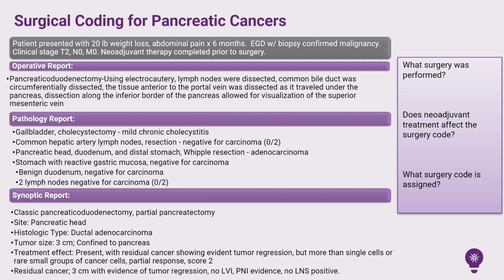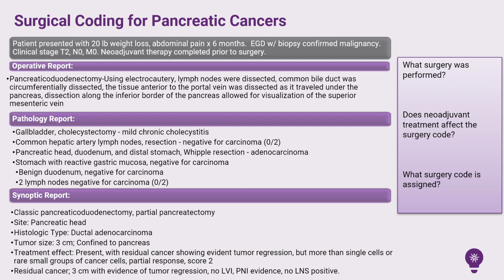The operative report showed a pancreaticoduodenectomy. Using electrocautery, lymph nodes were dissected, common bile duct was circumferentially dissected, the tissue anterior to the portal vein was dissected as it traveled under the pancreas, and dissection along the inferior border of the pancreas allowed for visualization of the superior mesenteric vein.